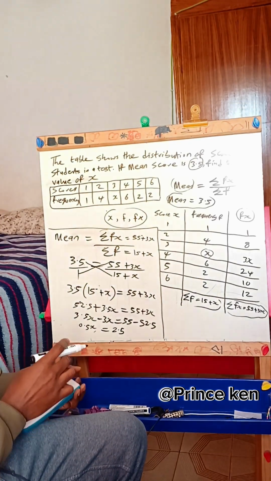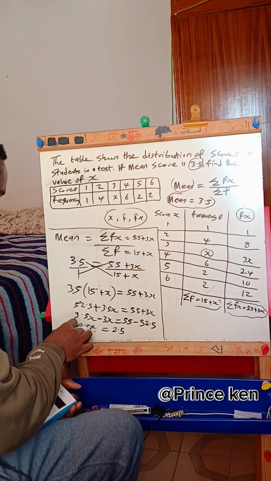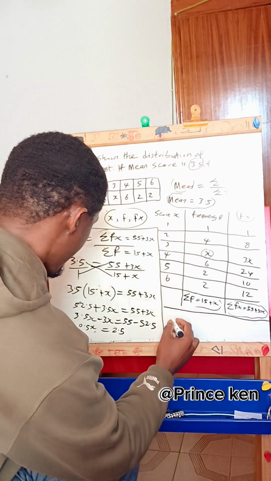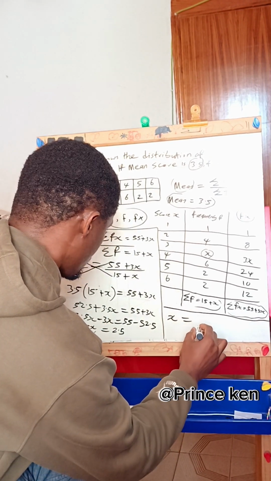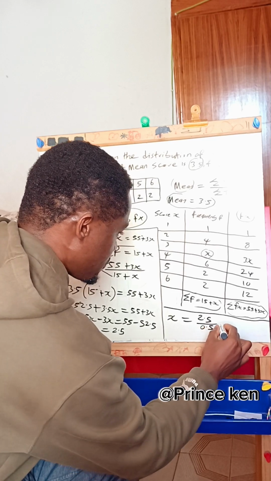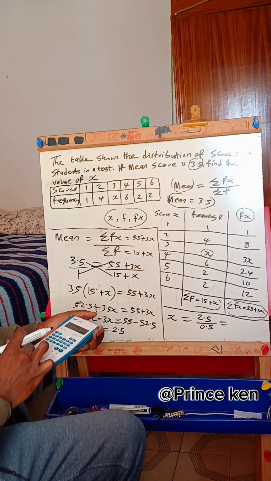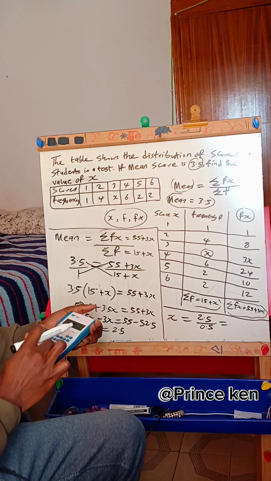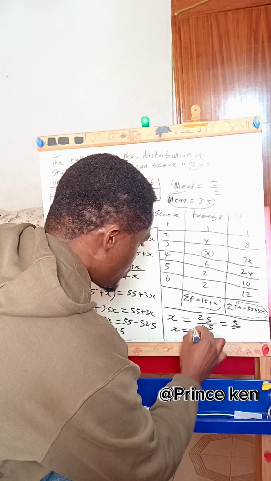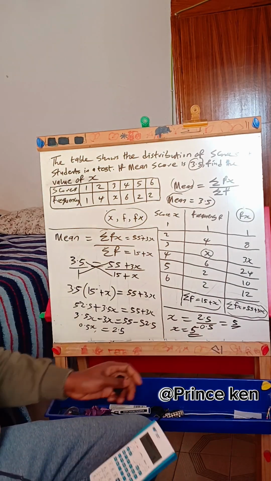2.5. Now, you have to make x the subject of the formula. So, which is equals to x equals to 2.5 over 0.5. 2.5 over 0.5 will give us 5. So our x is equals to 5.